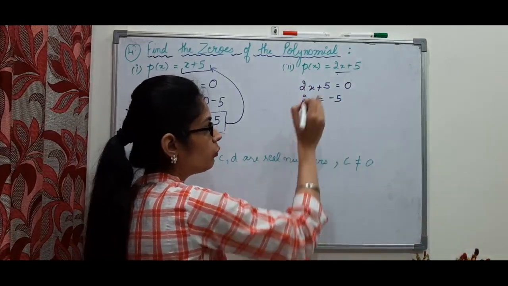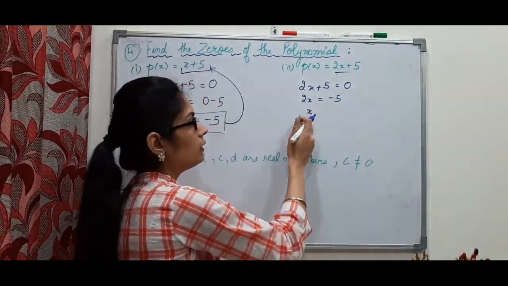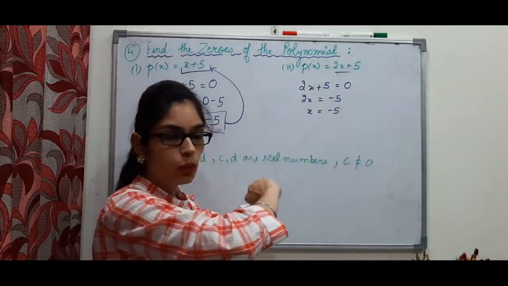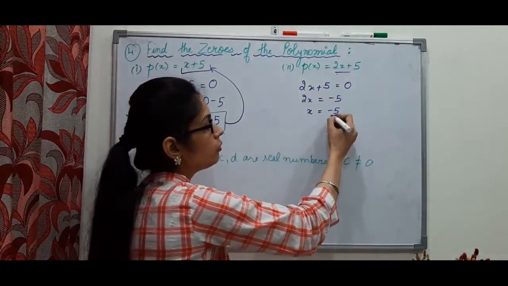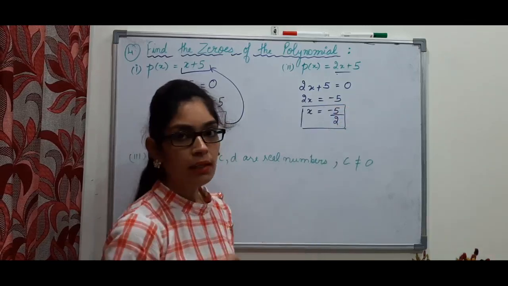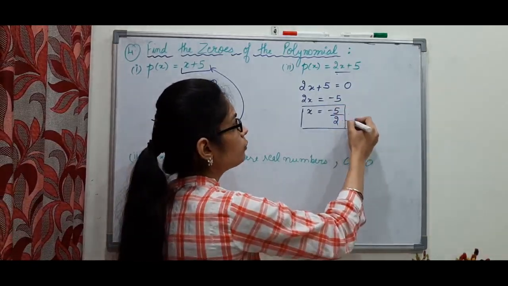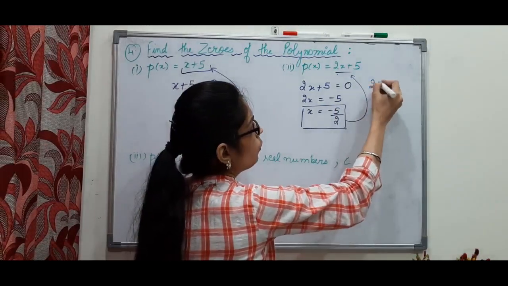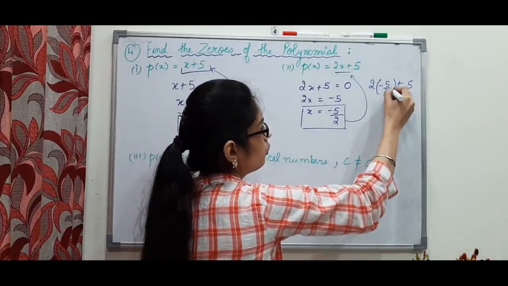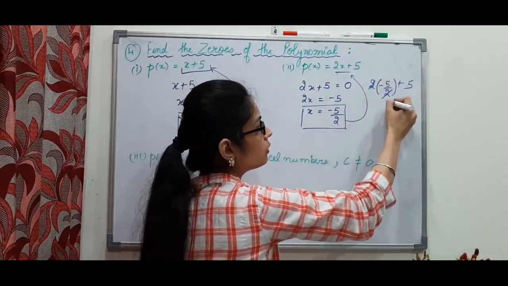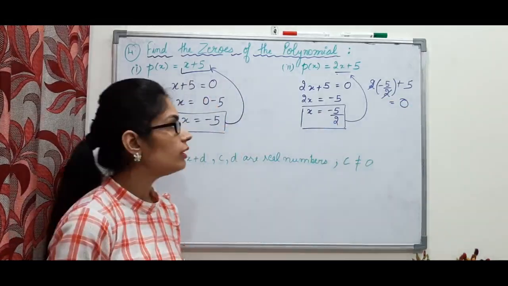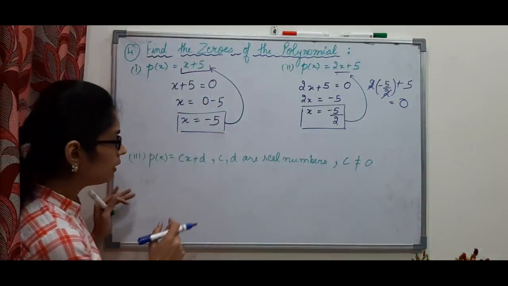Then we need to find the value of x, that's why x will stay on this side and 2 will shift to the other side. This x is getting multiplied by 2, so 2 on shifting to the other side will get divided. So I got x equals minus 5 by 2. Again we can check by putting this value of x in this. So 2 into minus 5 by 2 plus 5. 2 and 2 will get cancelled. Minus 5 plus 5 will get 0, which means minus 5 by 2 is the 0 of this polynomial. Now let's do this one.